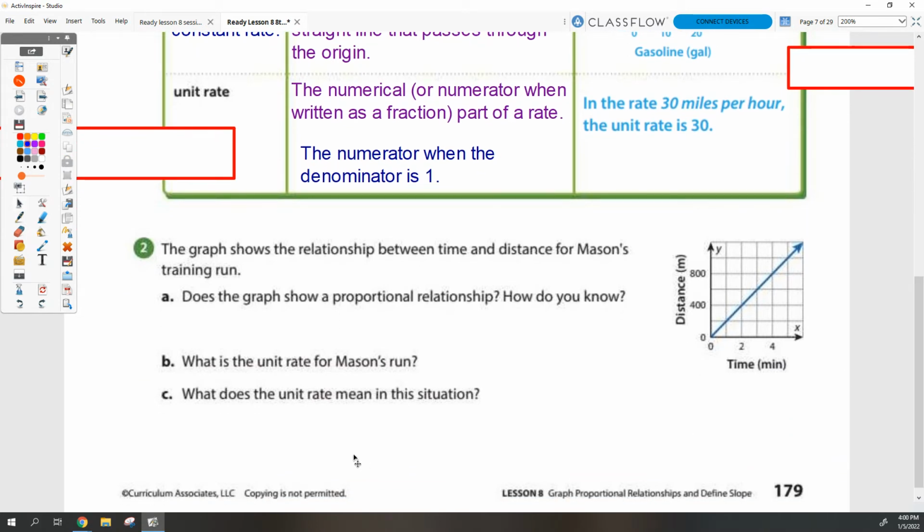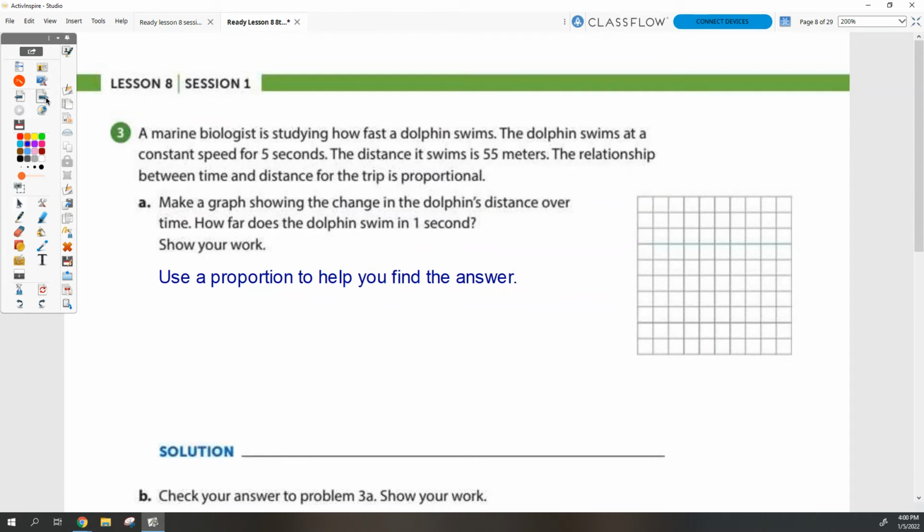Okay, number 2. You need to answer questions A, B, and C. And then on number 3, I'm going to help you fill out the graph, but then you'll need to write a proportion to go with it to do the answer.